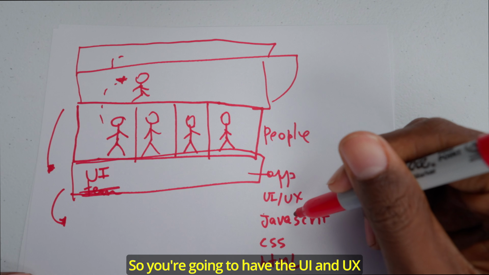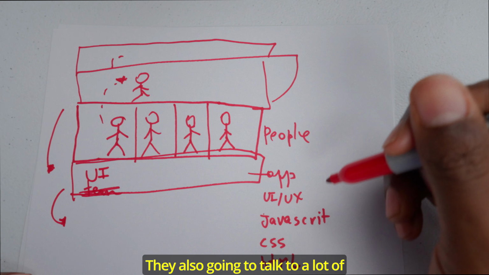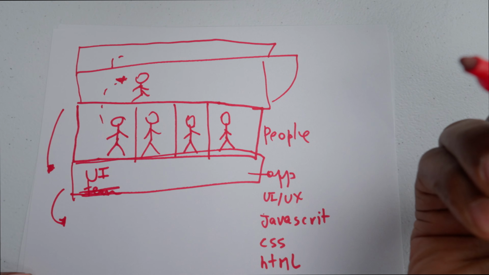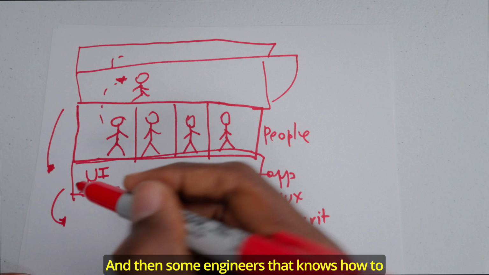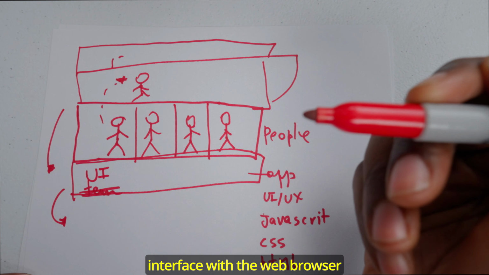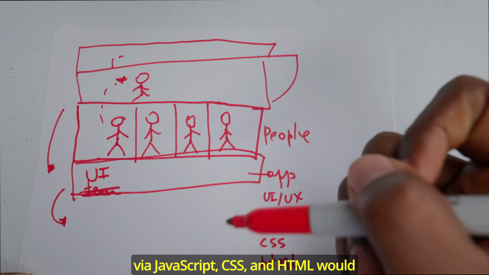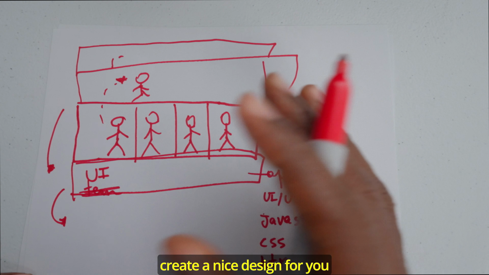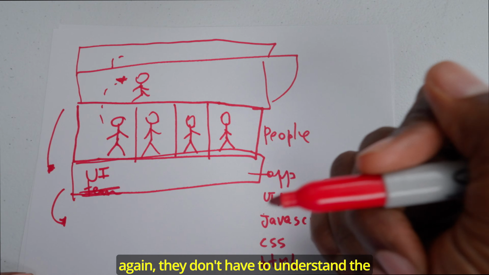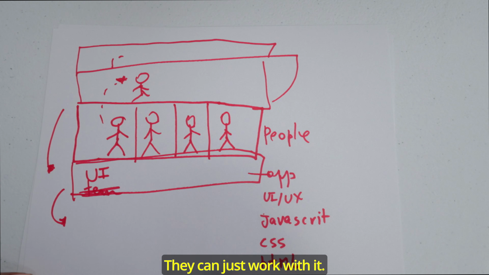So you're going to have the UI and UX people who are going to do research. They're also going to talk to a lot of people to understand what works and what doesn't work. And then some engineers that know how to interface with the web browser via JavaScript, CSS, and HTML would create a nice design for you so that when someone is using the application, again, they don't have to understand the details of how the web browser works. They can just work with it.